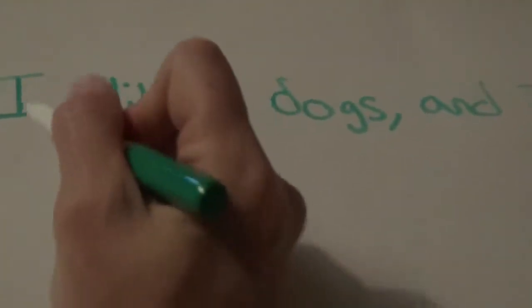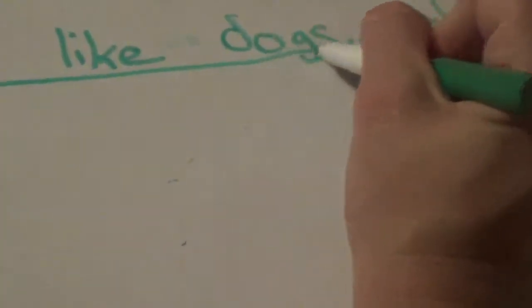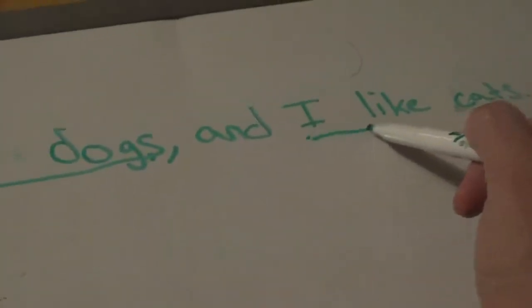If you join two independent clauses, you have a compound sentence, and we talked about that last time. So, I like dogs, and I like cats. In this sentence, we have an independent clause, I like dogs, and an independent clause, I like cats.